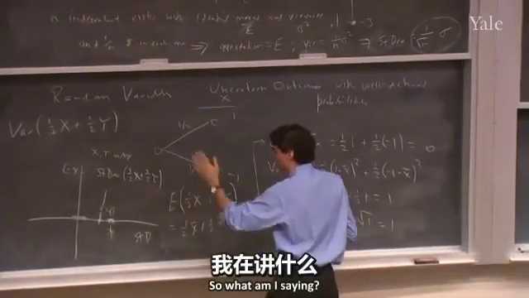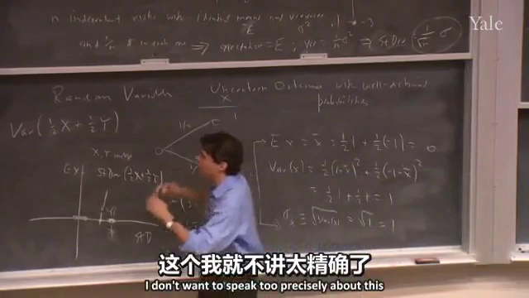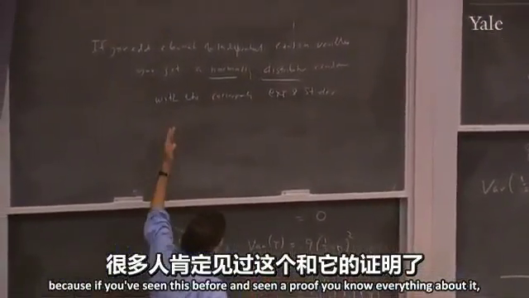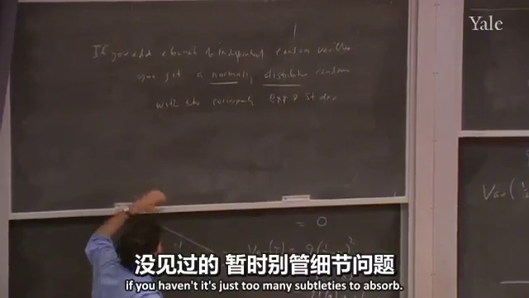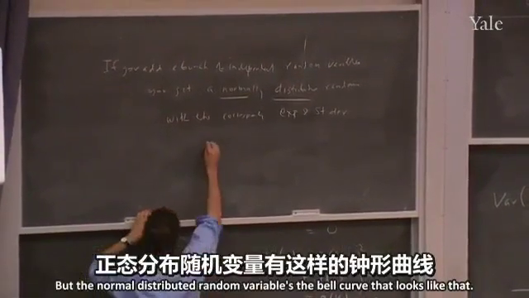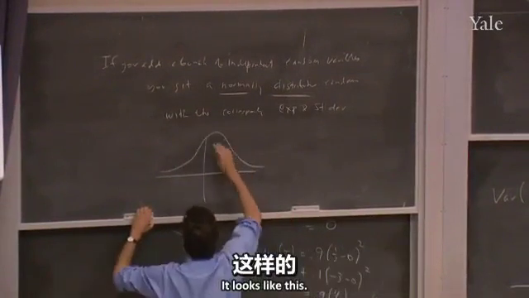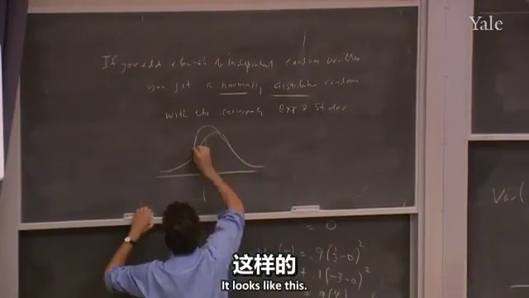So if you take half your money in each, what am I saying? I don't want to speak too precisely about this because if you've seen this before and seen a proof, you know everything about it. If you haven't, there are too many subtleties to absorb. But the normally distributed random variable is the bell curve that looks like this.